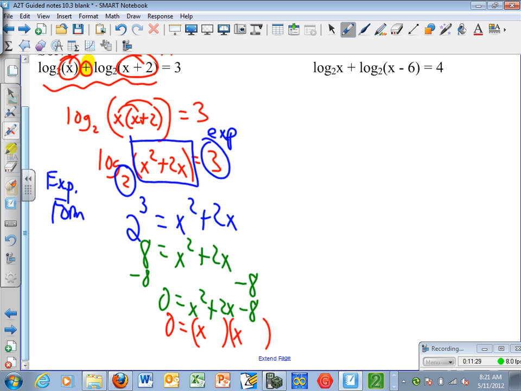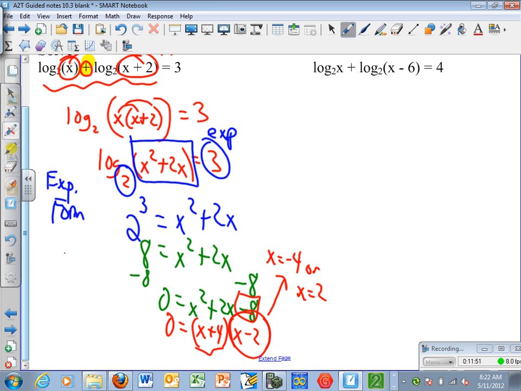So I want factors of negative 8 that add up to positive 2. It's going to be positive 4 and negative 2. And that takes me to x plus 4. If I set this factor equal to 0, x equals negative 4. Or what makes this factor 0 would be 2.